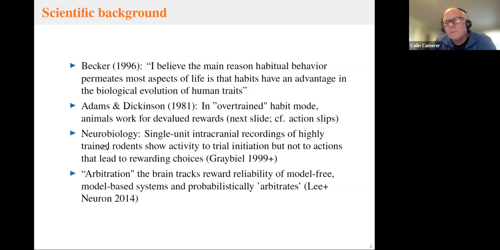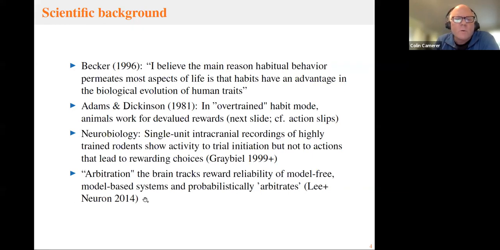And Graybiel and co-authors, starting in '99, were able to do single unit intracranial recordings of highly trained rodents. What happens is they show activity when you initiate a trial, like running down a maze to get a little bit of food, but they don't show much neural activity in response to actually getting the reward. So the reward signal comes in like, oh, I'm about to get food, because they've overtrained and learned. It's as if the act of running becomes valuable, because they know in their little rat brains that it's going to lead to food because of Pavlovian association.